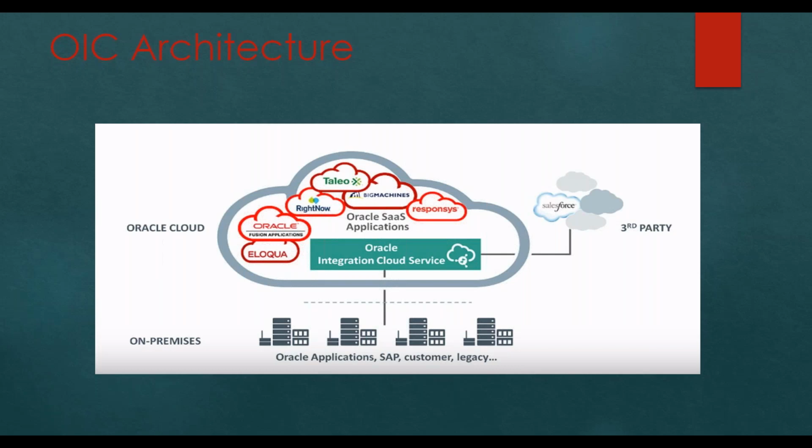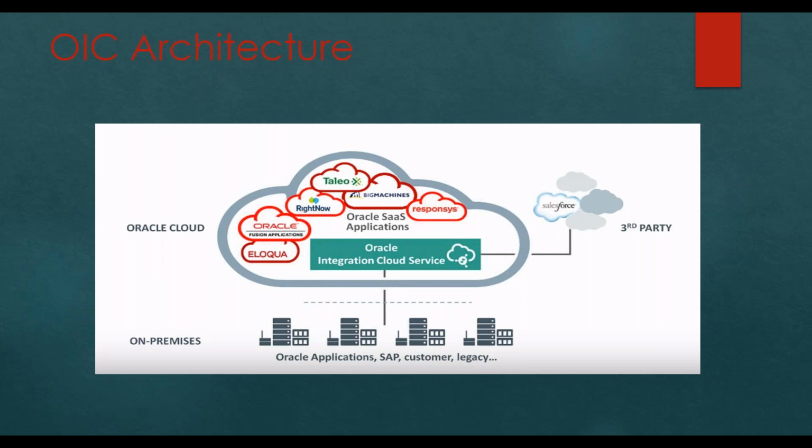Now at the right hand side, you see a third party application. The third party application might be a Salesforce application or a CPQ application, right? And below you see a lot of on-premise applications which you have, like the SAP application, the customer facing application, the legacy application. All these applications can be connected via the Oracle Integration Cloud Services to exchange data from one place to another.